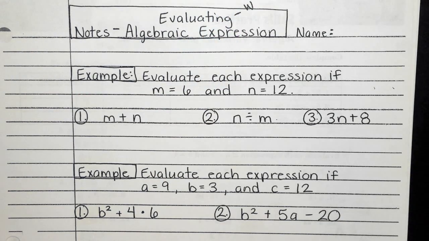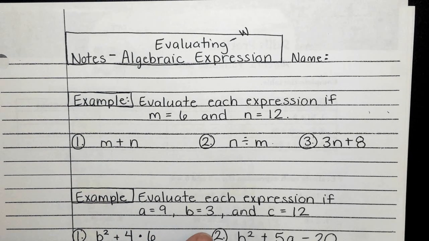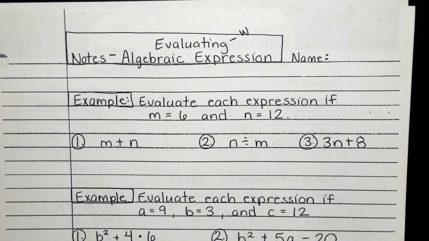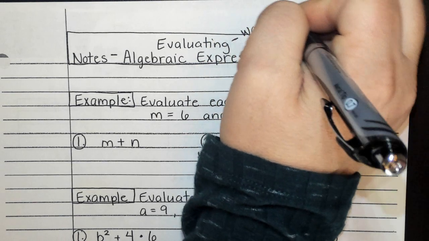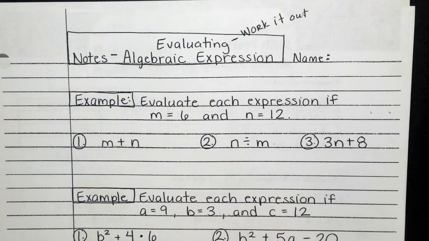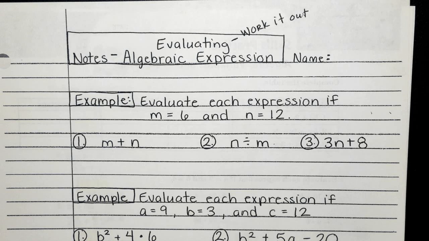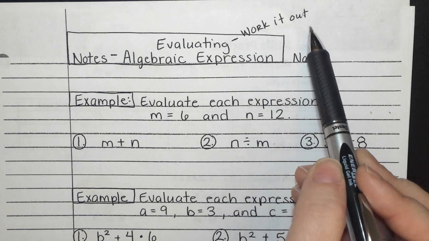The way y'all are using the word solve is technically incorrect. We're going to fix that. All right? Y'all think solve means to work it out. Solve does not mean to work it out. Evaluate means to work it out, to work it out and get an answer. When you're solving for something, you're actually going to be doing something else in algebra. That's going to be a whole different direction. So evaluating means to just work it out.